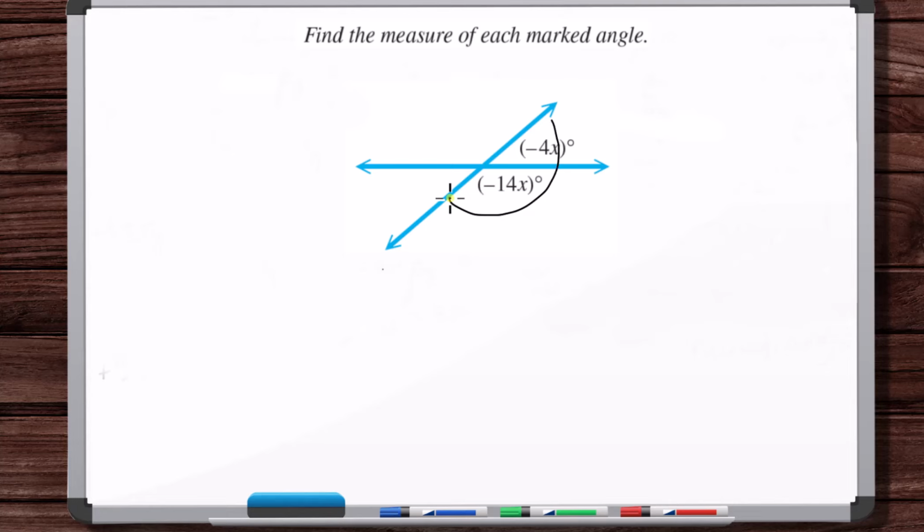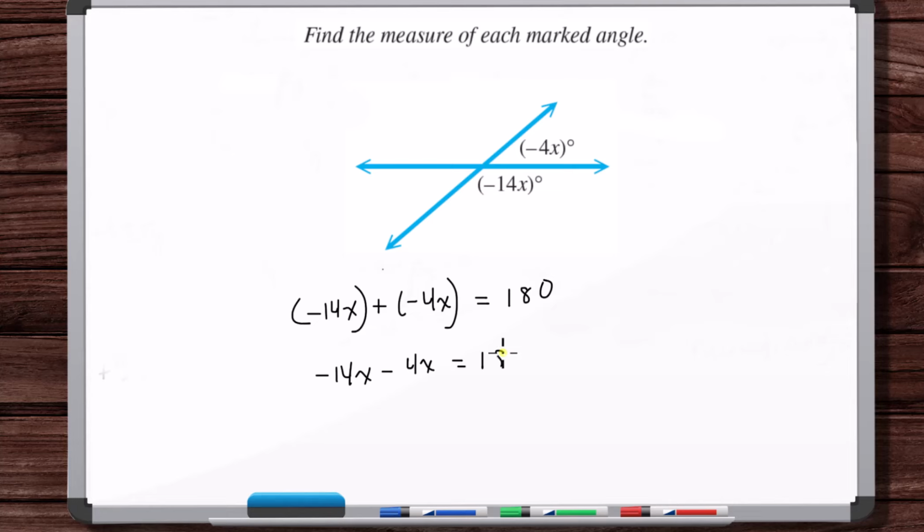And so if we look here, we've got a straight line here. And so this angle is 180 degrees. That means that these two angles are supplementary. So, okay, minus 14x plus minus 4x. That's what supplementary means. You add the angles and you get 180. You add minus 14x to minus 4x, and we're going to get 180. So we've got minus 14x minus 4x is equal to 180. Minus 14 minus 4 is minus 18x. Divide both sides by minus 18. And you get x is equal to minus 10.